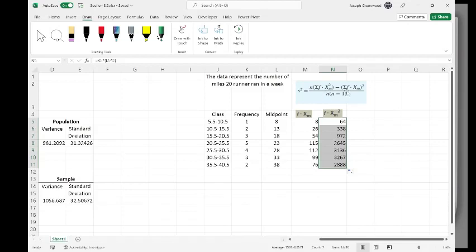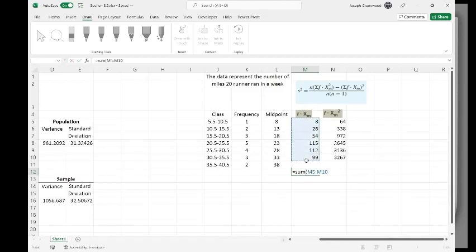I figured out what my f times x sub m is. I also figured out what f times x sub m squared is. It looks like I need to take both of those and square them. I'm sorry, not square them, but sum them. So here's what I'm going to do. I'm going to hit at the bottom of each column equals the sum, open parenthesis, and I'm going to highlight all of those values. Close parenthesis and hit Enter.